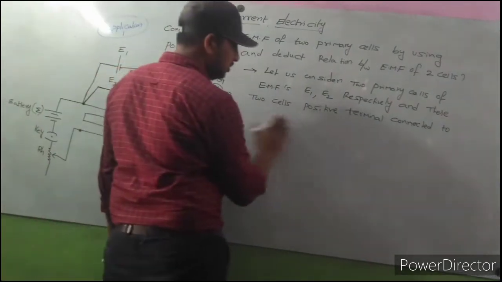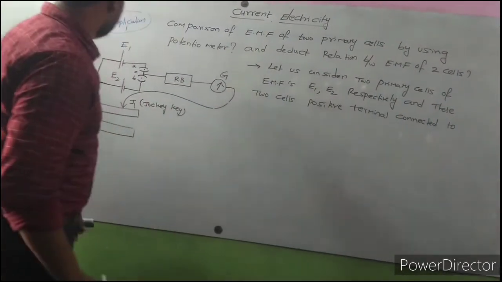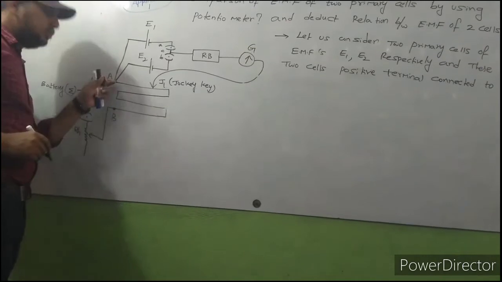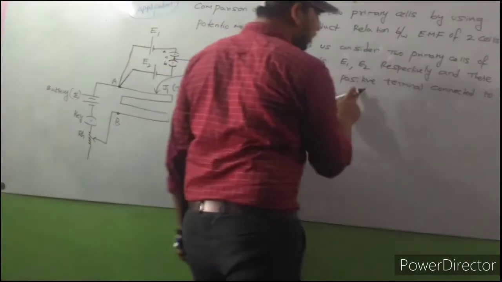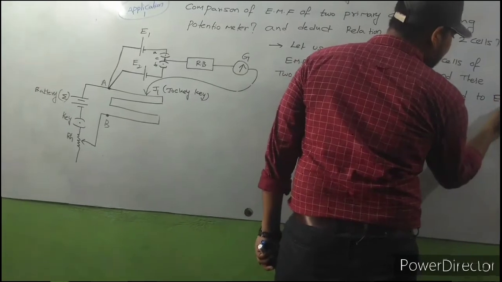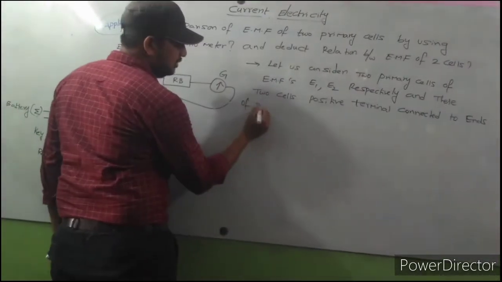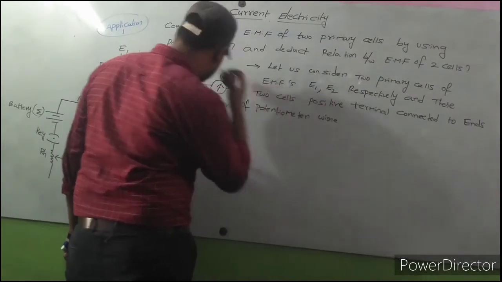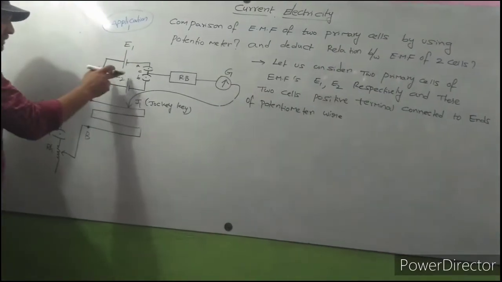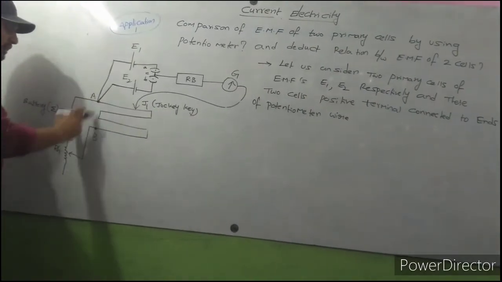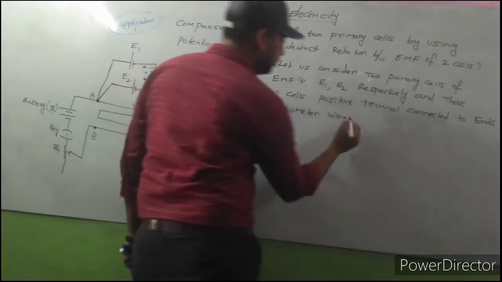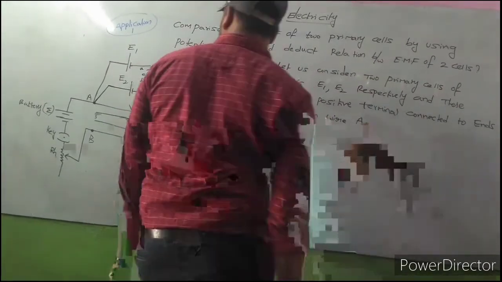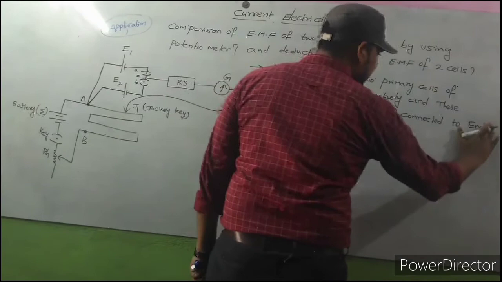Sorry, extremely sorry. Here is the simple thing. The positive terminals of the cells are connected to the A end of the potentiometer wire. Only one end of the potentiometer wire.